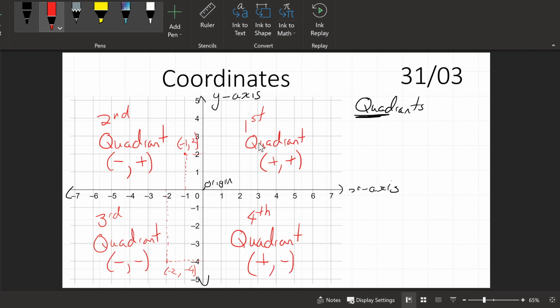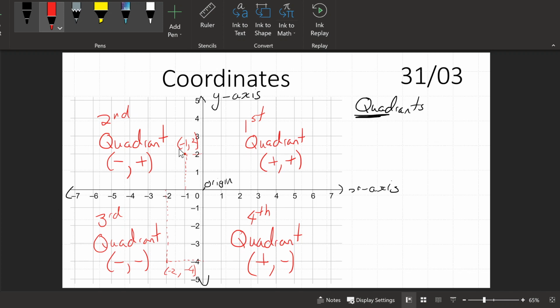So we've got our first, second, third, and fourth quadrants. The first quadrant is all positive numbers. The second quadrant has a negative x value, a positive y value. The third quadrant has two negative values, and the fourth quadrant has a positive x value and a negative y value. Okay, so this is our coordinate plane.